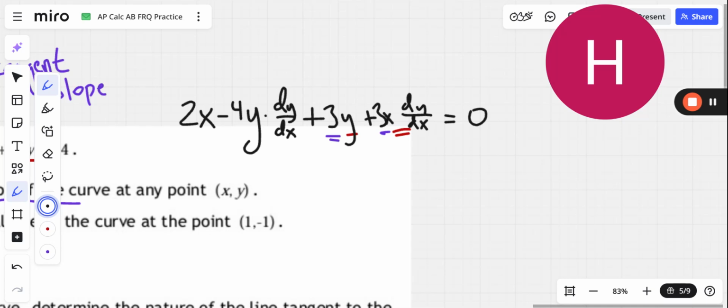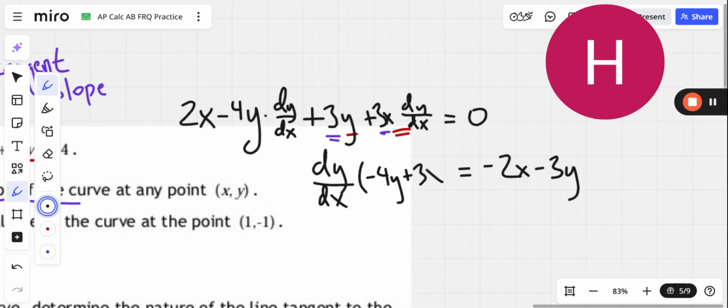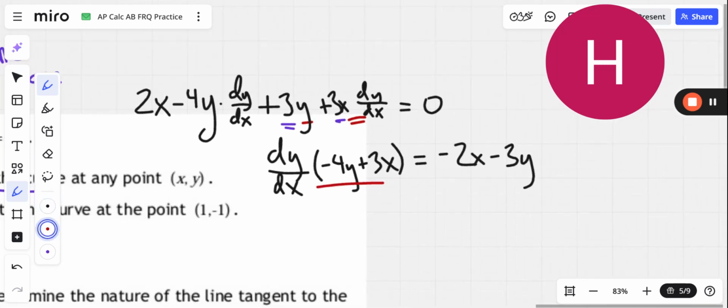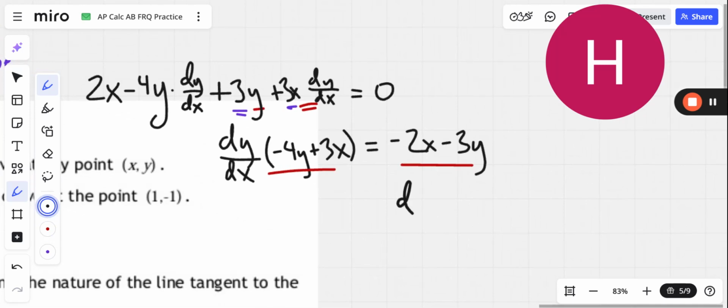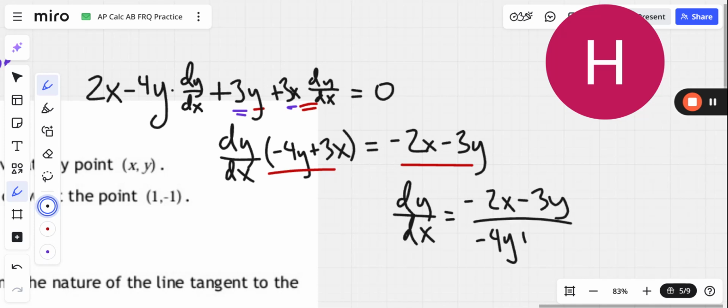Let's move everything without dy dx on the other side. So we're going to have a -2x and we're going to have a -3y. So now everything only has dy dx on it. What has dy dx on it? That's going to be -4y plus 3x. So if we simply divide this thing off, then we get an expression for the slope, which is dy dx is -2x minus 3y over -4y plus 3x.